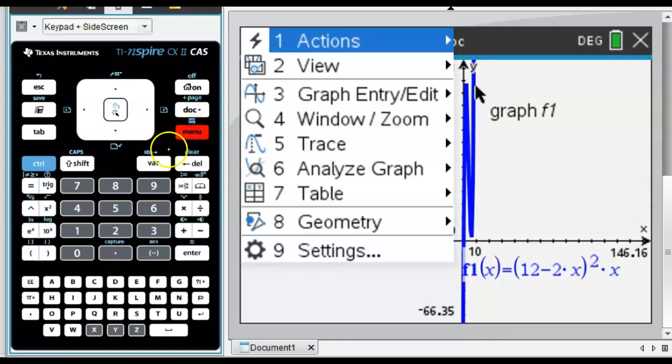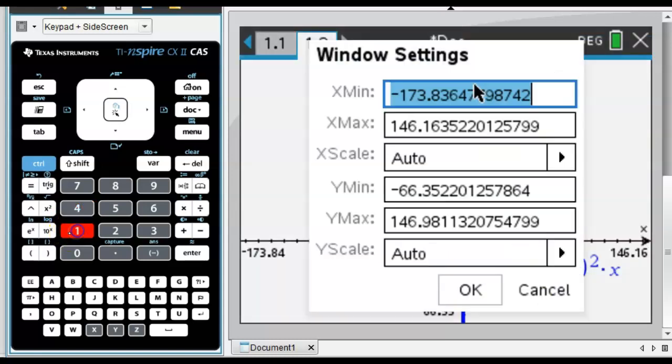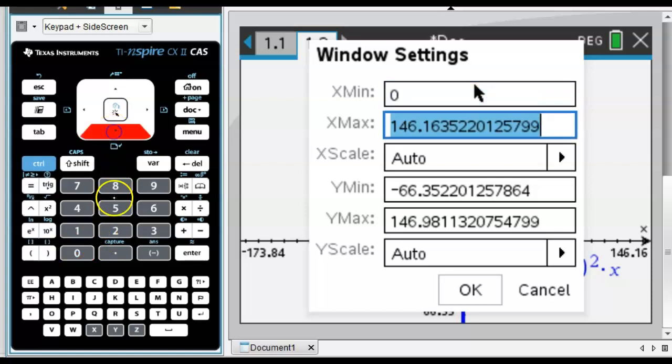So I'm going to go into menu again. I'm going to go into window. This time I'm going to go into window settings, right? So we've talked about the minimum and maximum value for x. The minimum is going to be 0, right? Maximum 6, that's what we're going to accept in this particular question.